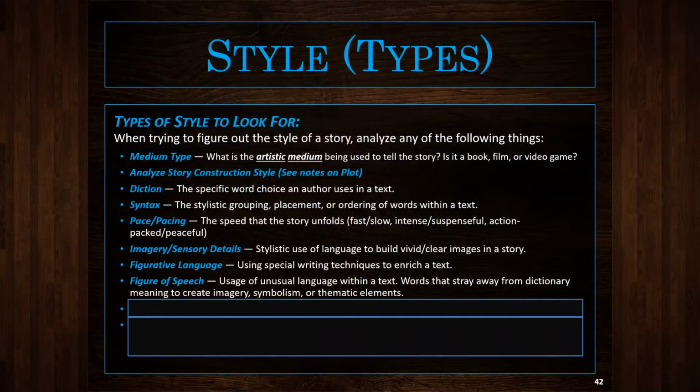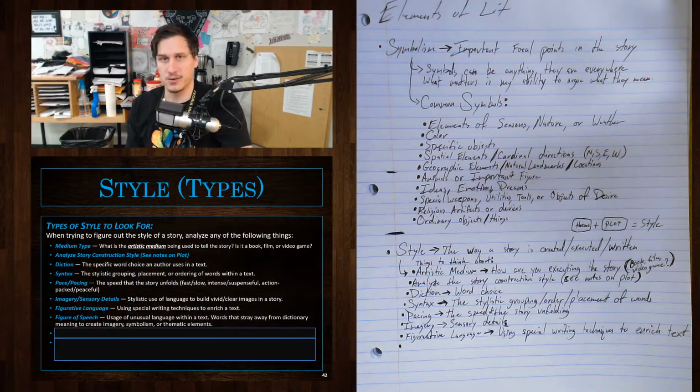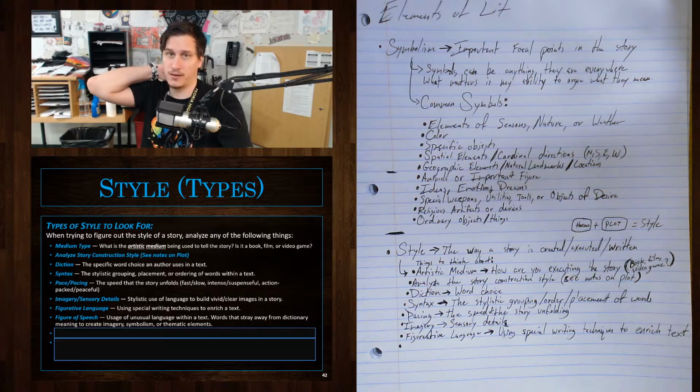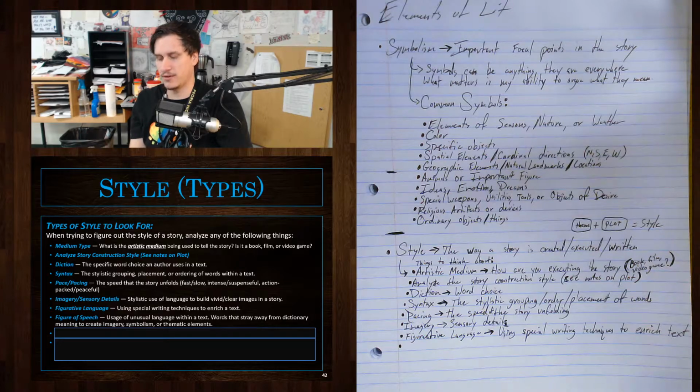Now, for figures of speech, okay, if you're not sure what that means, it's when a person is using unusual language to express something. So these are words that go away from the dictionary definition to create symbolic, thematic, or imagery type devices in your story. So for a figure of speech, you could just say language to connotatively affect the reader. If you remember in our basic definitions video, we took down the word connotation. Connotation is your emotional connection to something. So using a figure of speech is trying to evoke connotation out of the reader.